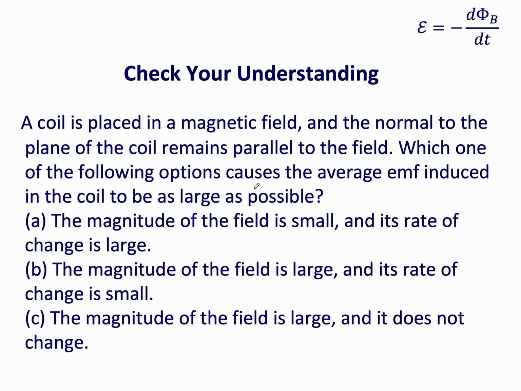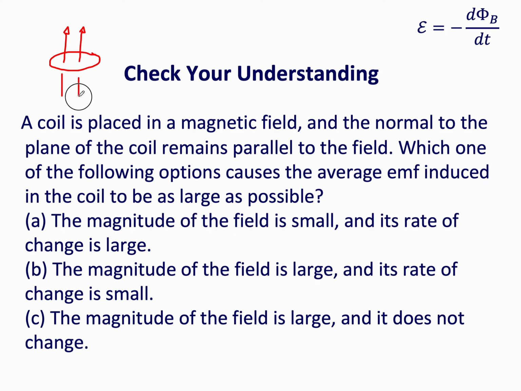Another quick check. A coil is placed in the magnetic field and the normal to the plane of the coil remains parallel to the field. Which one of the following options causes the average EMF induced in the coil to be as great as possible? So just so you can visualize it, you've got a loop here. Magnetic field lines are going straight through it.